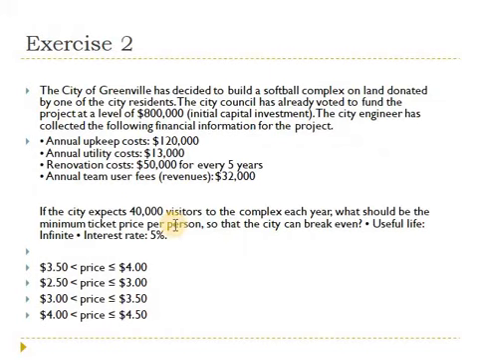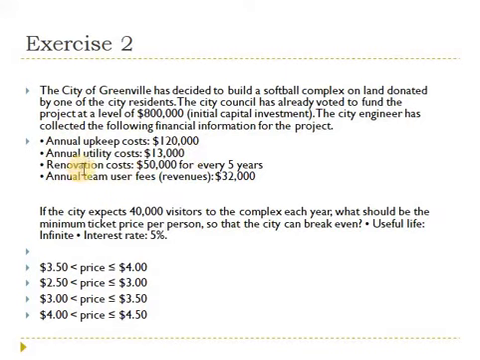The second exercise, here we have the city of Greenville decided to build a softball complex on a land donated by one of the citizens. And here they have determined the costs included. We have an initial cost at $800,000. This is the initial investment. And the following are the annual costs. So we see we have annual upkeep cost of $120,000, annual utility cost of $13,000. So they are already annual. So this makes my work easier.